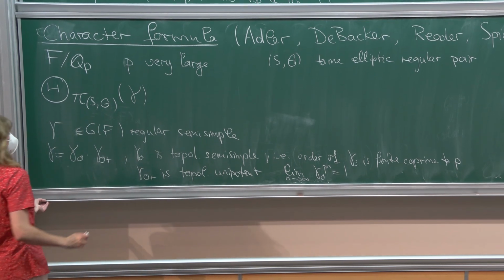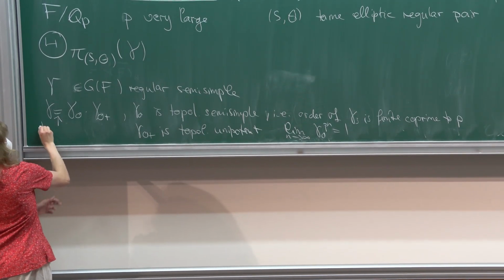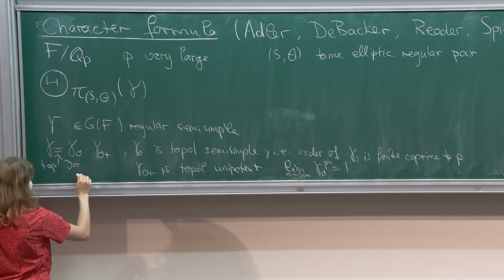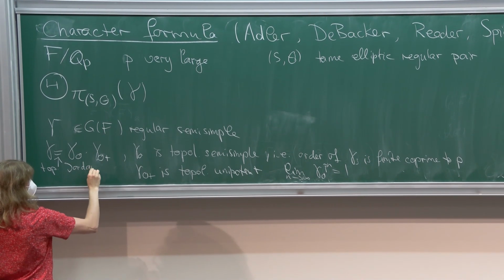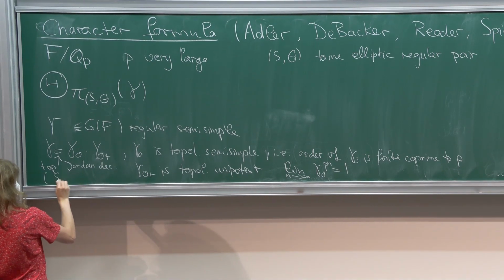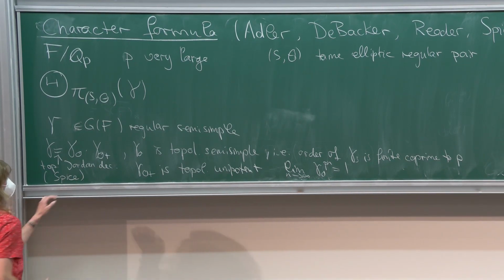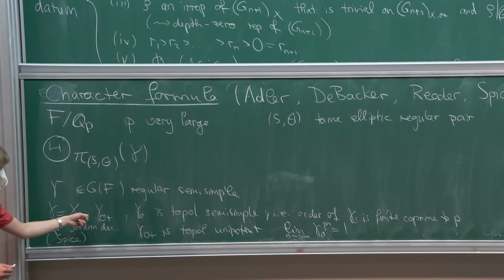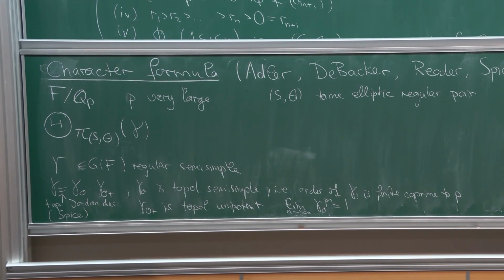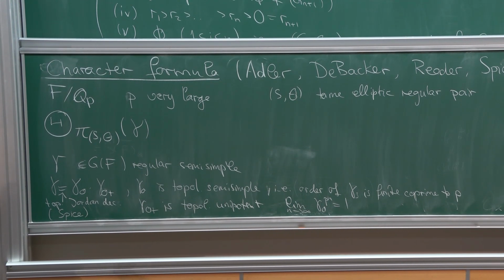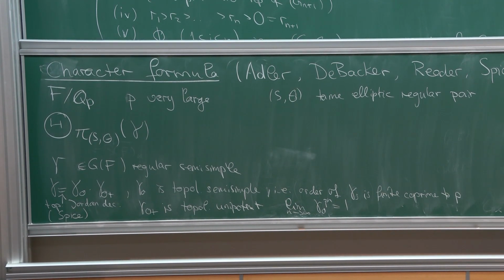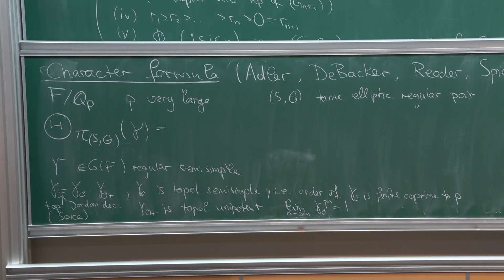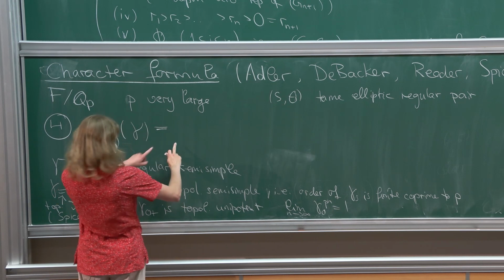And so this decomposition here, that's the topological Jordan decomposition, however it's called, and that's due to Spice in a rather general setting. So you can decompose every element uniquely like that. In general, you have to do it mod center, but since I assume semi-simple, it simplifies things. And here we go. I have 2 minutes to write this character formula.